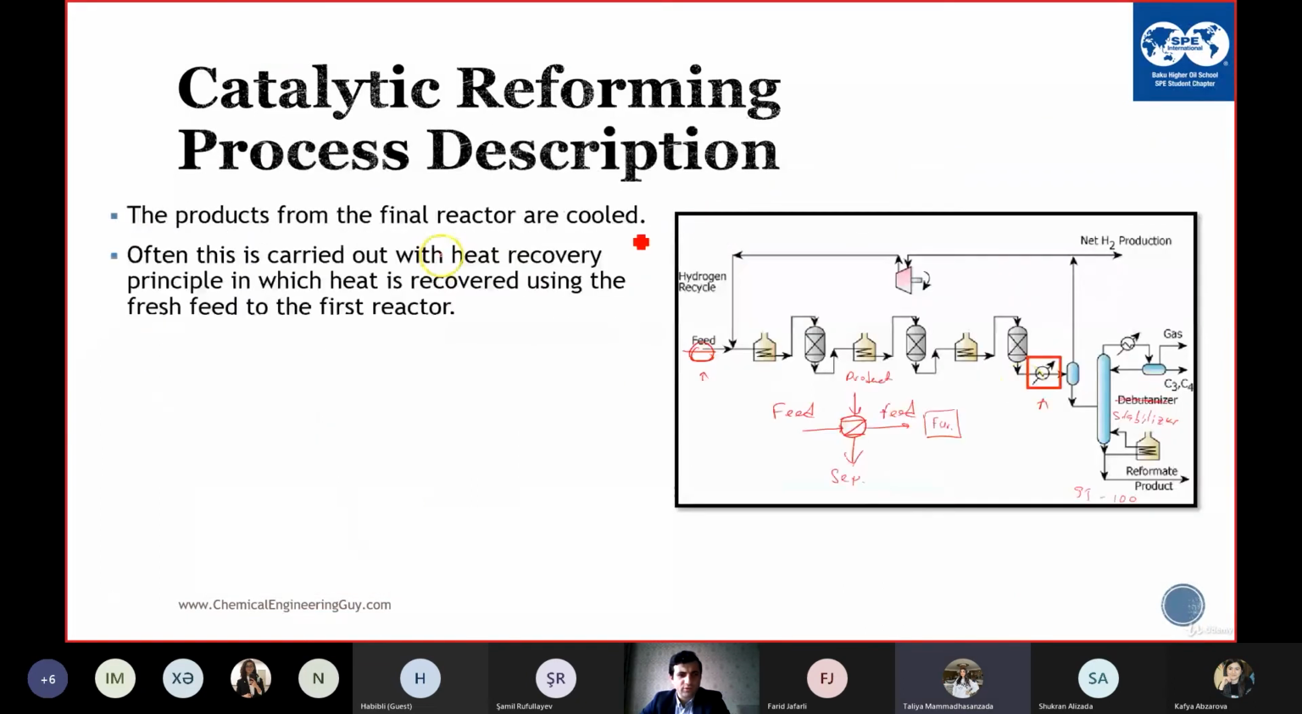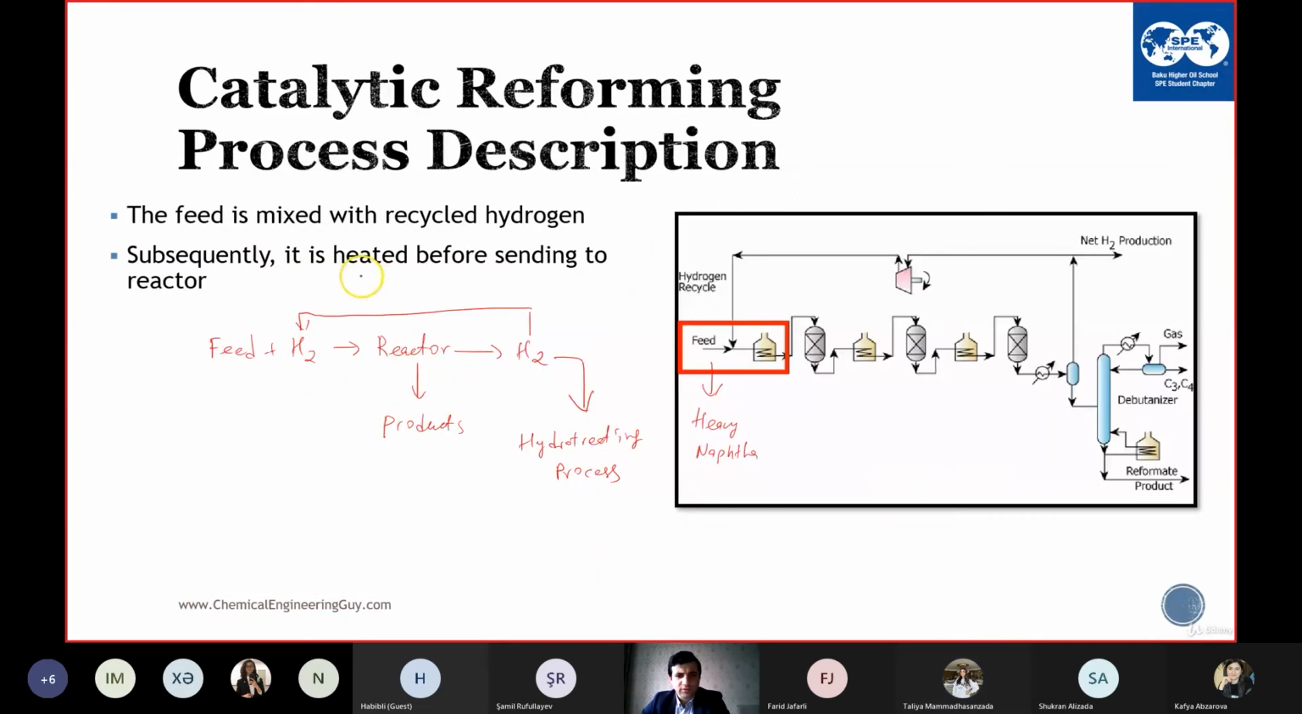I will go back to this. So you can see that heat plus H2 goes to the reactor. We have the products, and H2 is also a product. Some of it is recycled back to the CCR process, and the rest is sent to the hydrotreating process. And we have additional hydrogen that comes from the HPU, the hydrogen production unit.